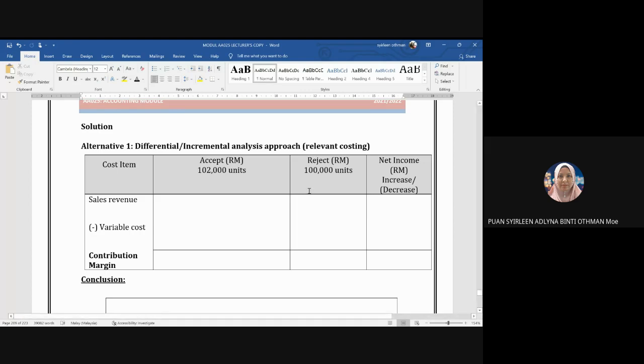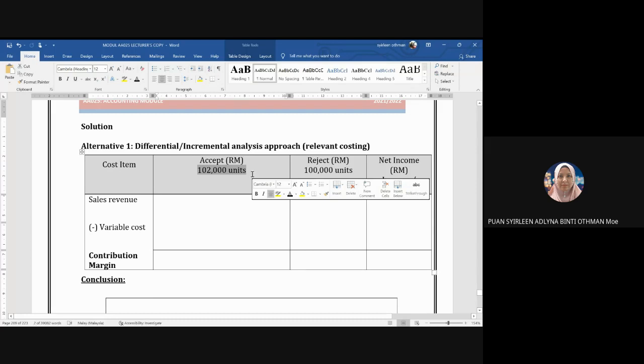Okay, so untuk accept and reject, kita ada cost item, kita ada accept. Dan sekarang ni kalau accept maksudnya saya nak keluarkan 102,000 units. So the unit must be put in on top of the table. Lepas tu kalau saya reject maksudnya saya hanya keluarkan setakat yang saya keluarkan sekarang, which is 100,000. Okay, so here we're going to see the net income, whether it's in increase or decrease. Okay, sales revenue. Macam mana nak kira? You akan kira semua kat dalam ni ya.